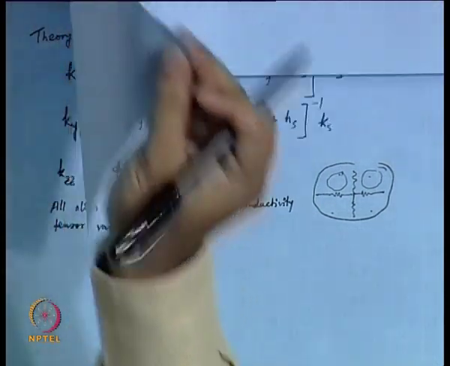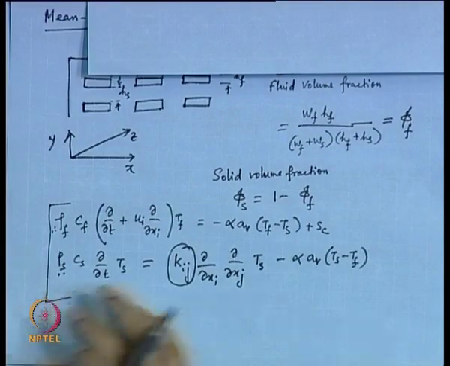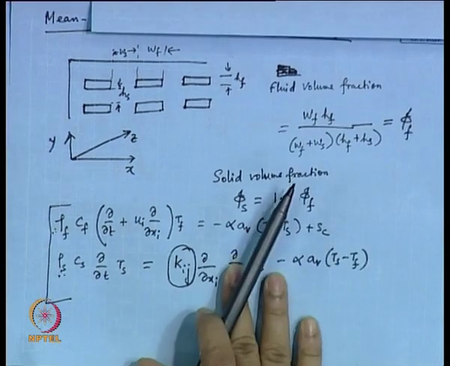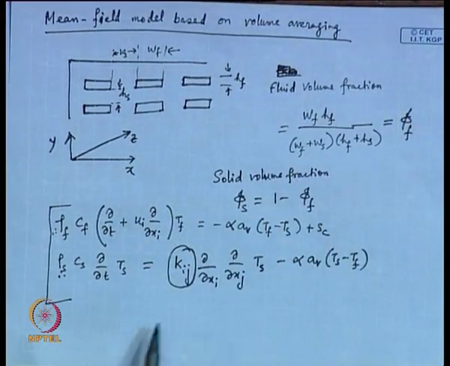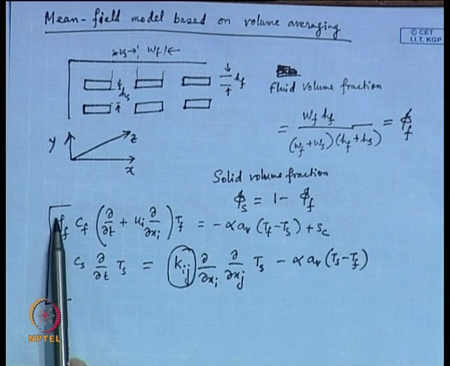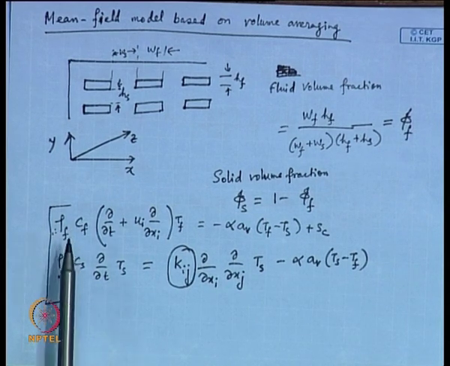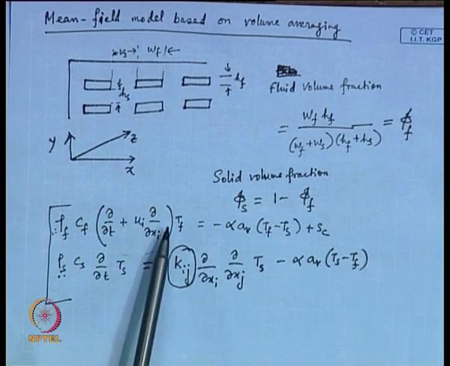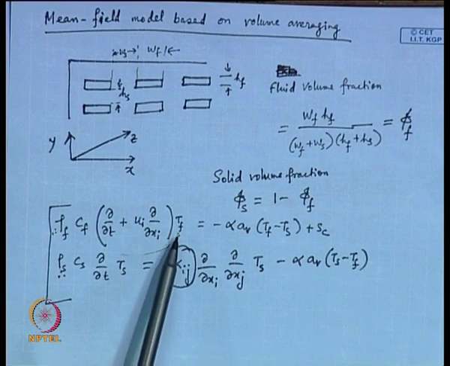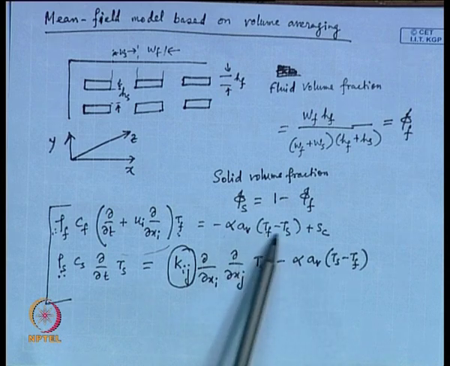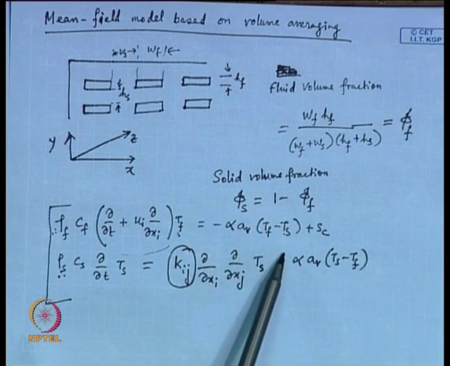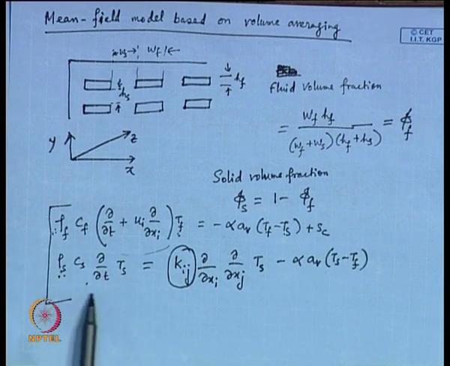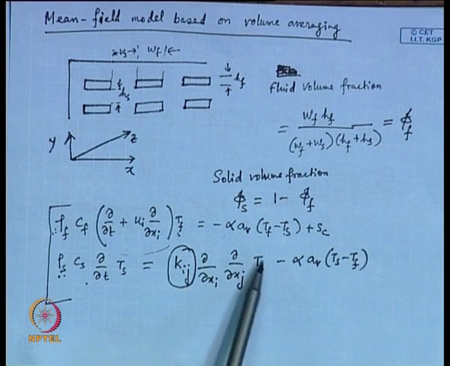Because what was the equation here? This was the equation, right? This was the equation originally for the mean field model based on volume averaging. We have for the fluid phase rho f Cf. Now, we have already said that there is a correction for rho f. So, rho f Cf del del T plus, you are putting this operator on the Tf, that is equal to minus alpha Av, and this is the heat exchange term between fluid and solid, and plus some generation term. Similarly, for the solid you do not have a convective term. So, it is only the transient, and then you have the thermal conductivity.